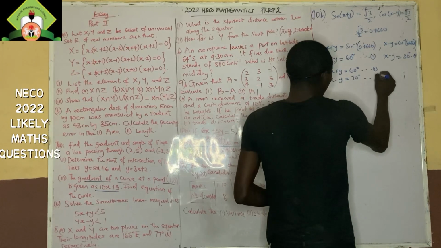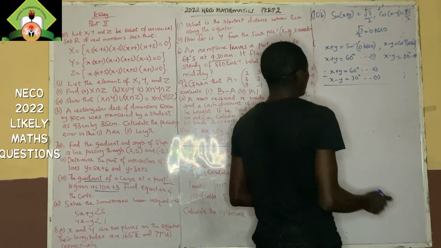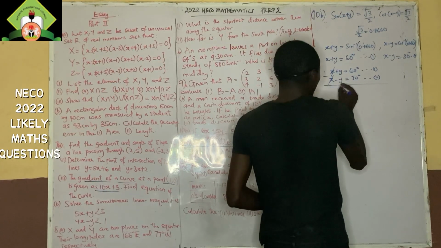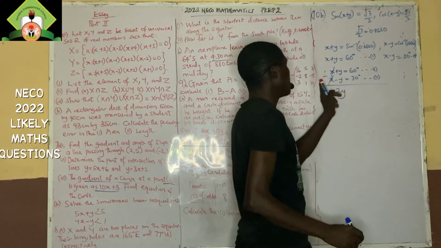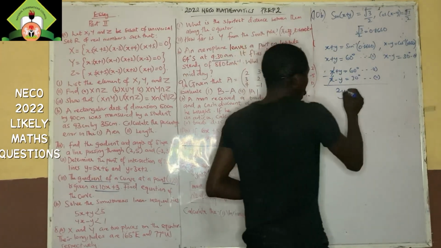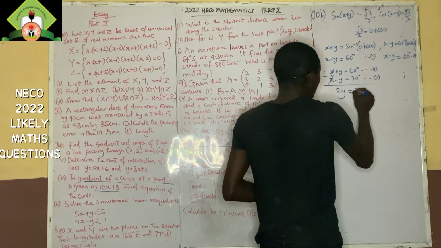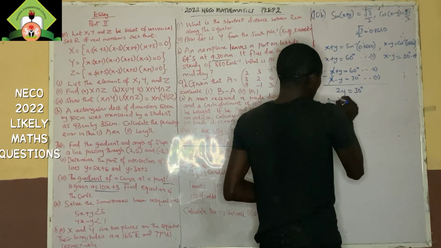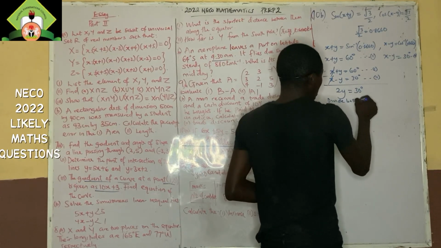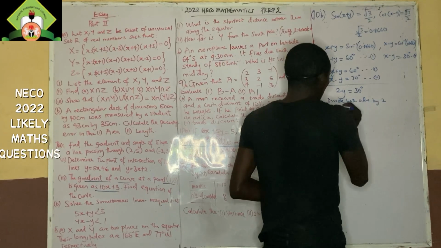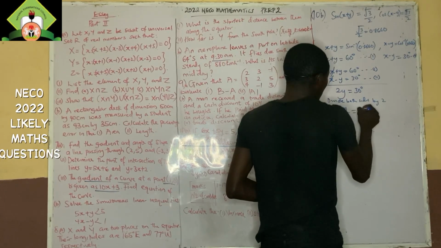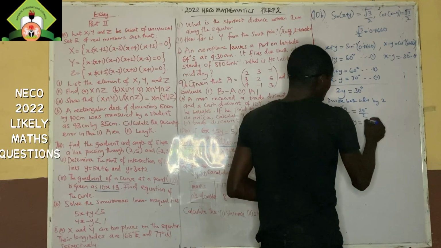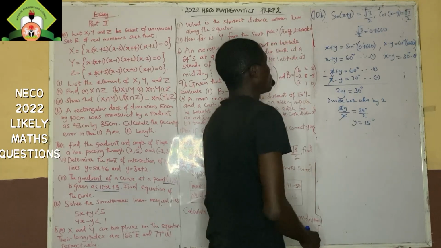You can also use the elimination method. Minus it directly. This one will cancel out. Plus y minus y will give you 2y, equal to 60 minus 30, which gives 30 degrees. So divide both sides by 2. We have 2y divided by 2, 30 degrees divided by 2. So y is equal to 15 degrees.